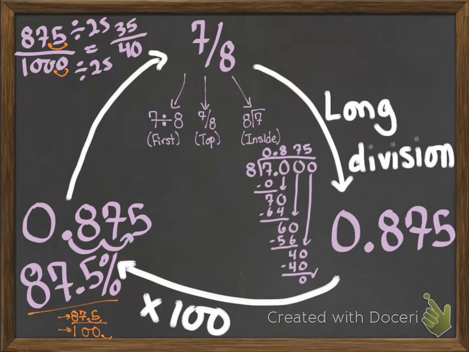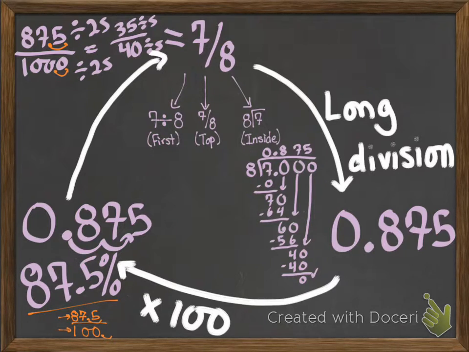I can still simplify. What do you pull out of 35 and 40? You can pull out a 5. 35 divided by 5 is 7. 40 divided by 5 is 8, and the cycle is complete. I went all the way from a fraction to a decimal to a percent back to a fraction.